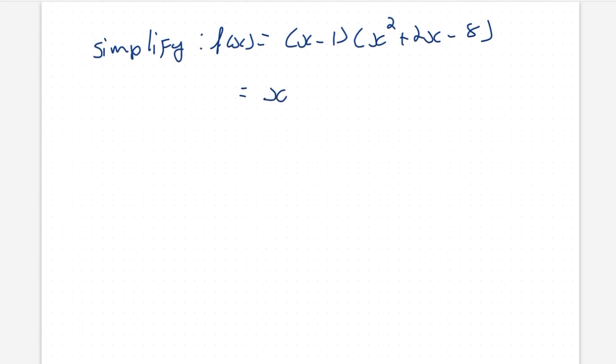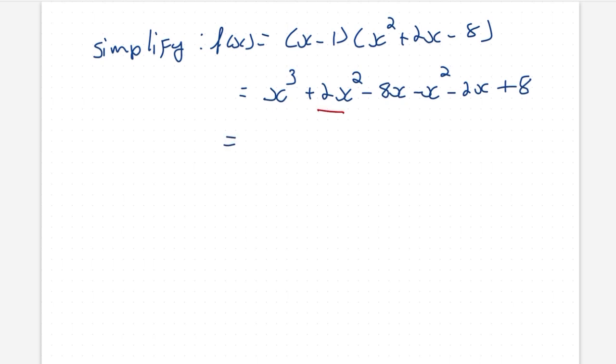Well, x times x squared will be x cubed. X times 2x will be positive 2x squared. X times minus 8 will be negative 8x. Minus 1 times x squared will be minus x squared, and minus 1 times 2x will be minus 2x, while minus 1 times minus 8 will be positive 8.